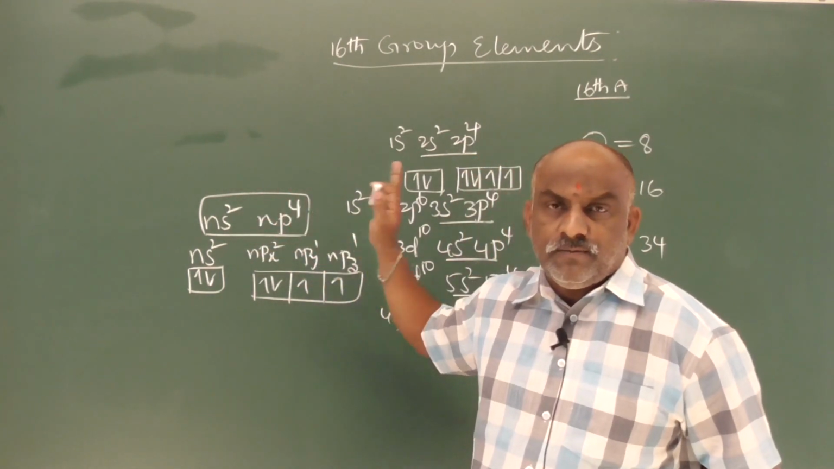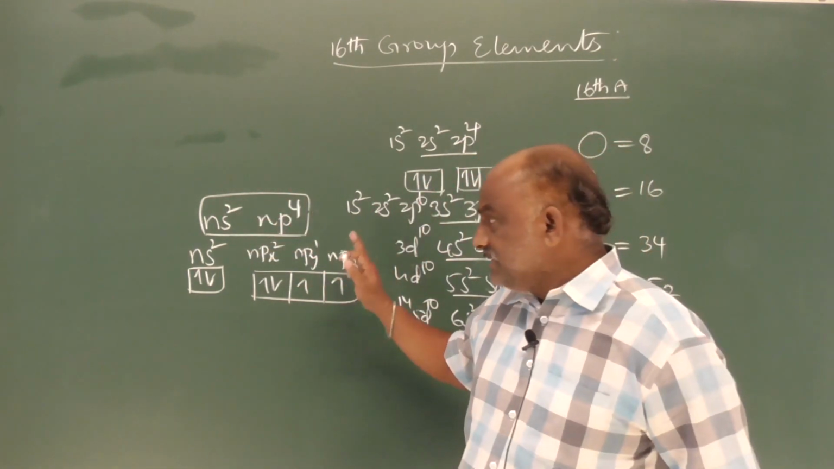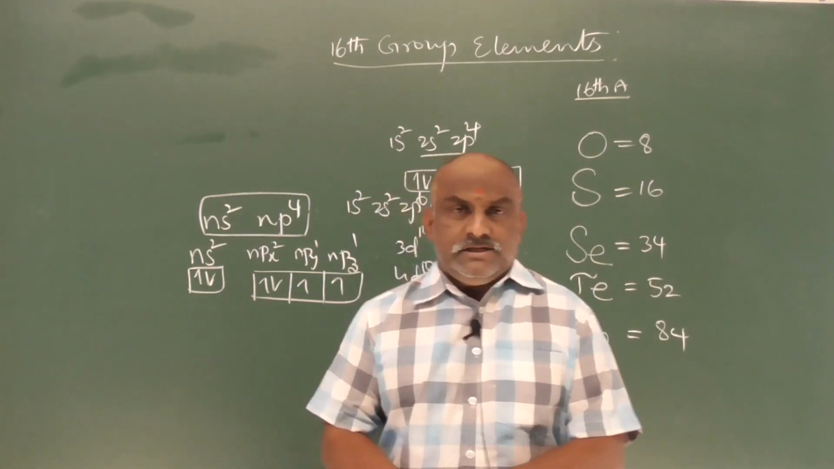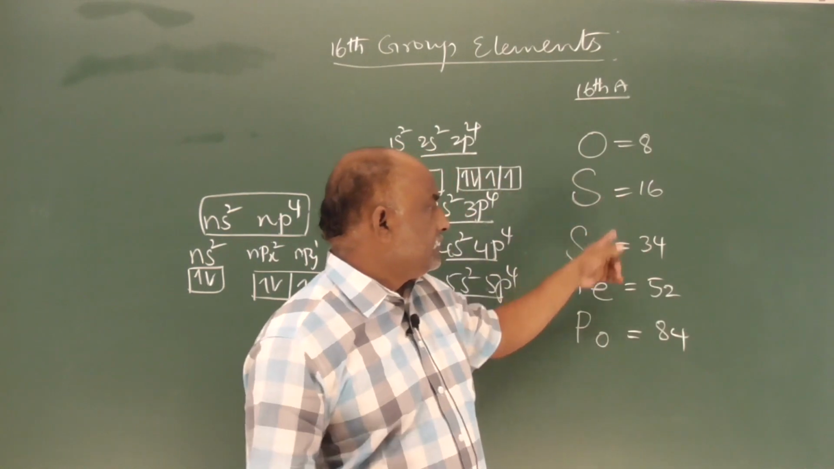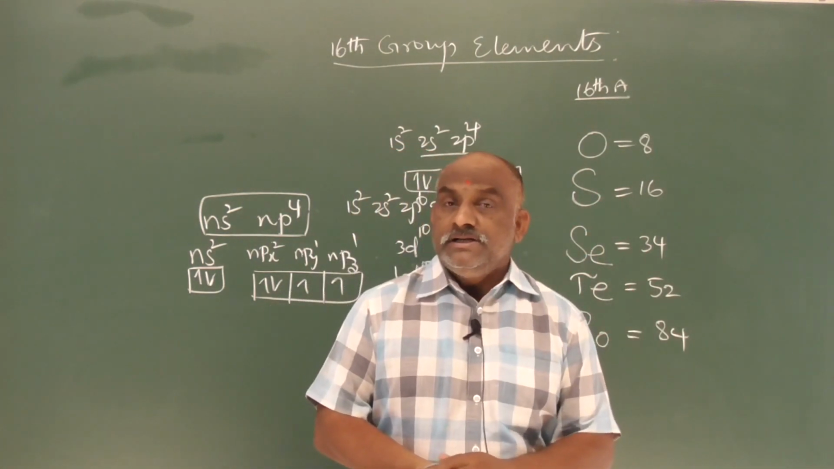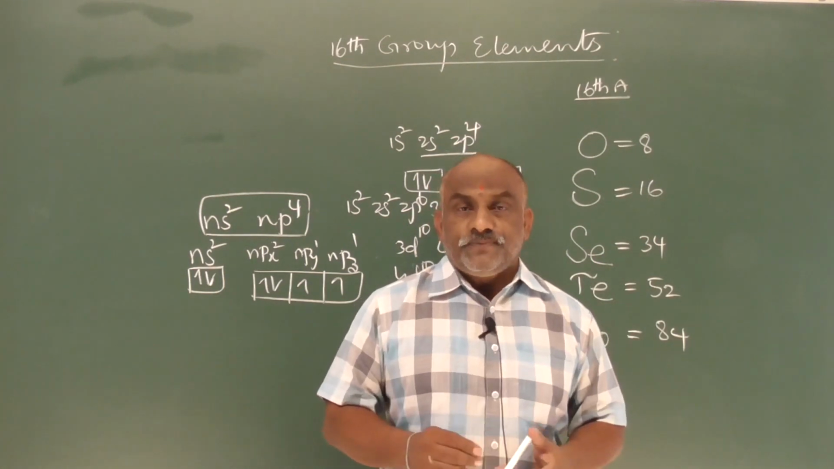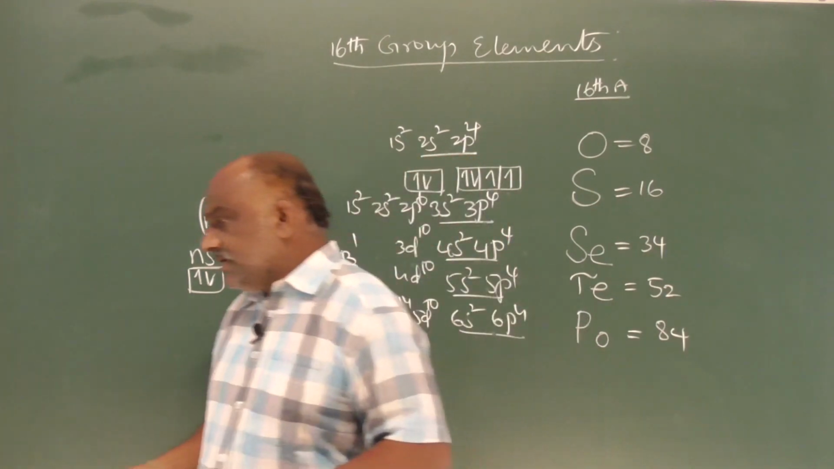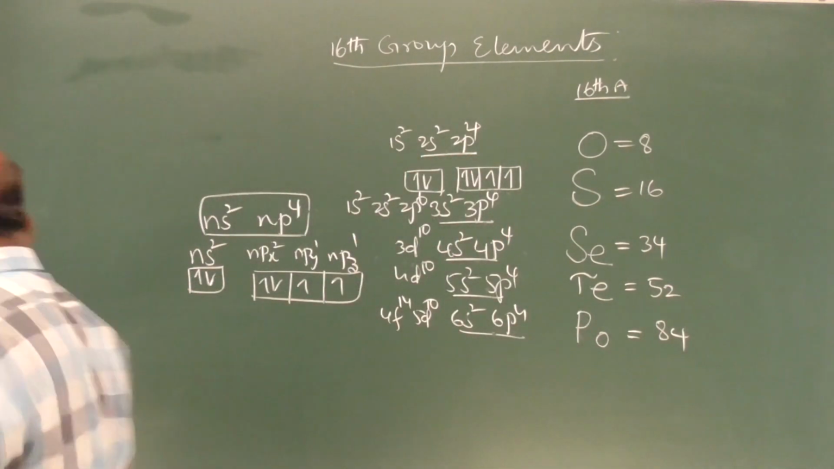This is one of the important points in group 16 elements, the general electronic configuration ns2 np4. So what are the group 16 elements? Oxygen, sulfur, selenium, tellurium, polonium, all collectively called chalcogens. So here, what will be the occurrence? Occurrence is very important, so let us discuss that.